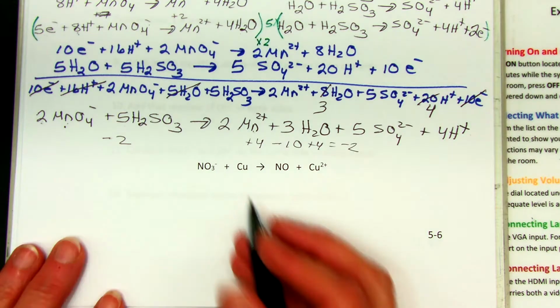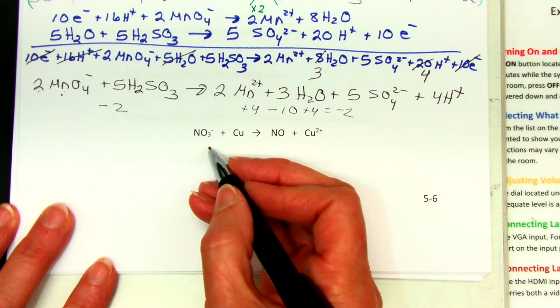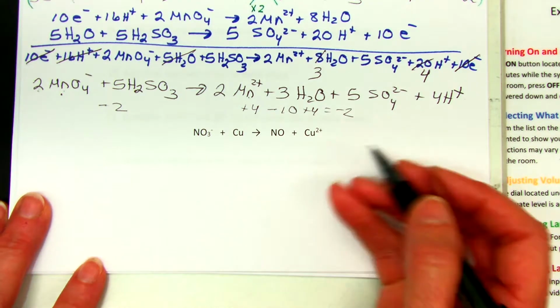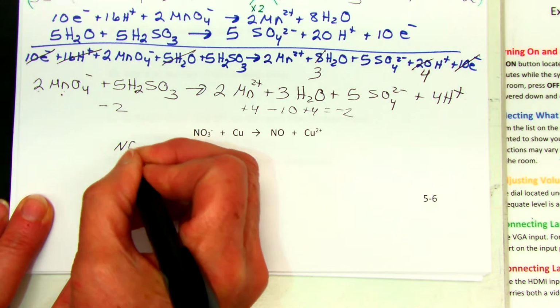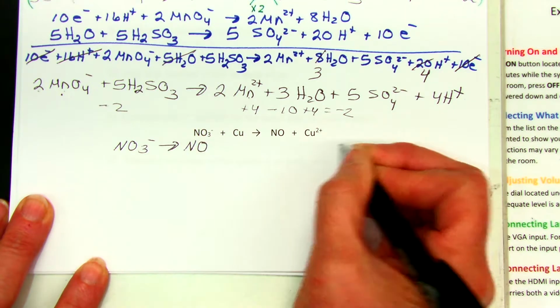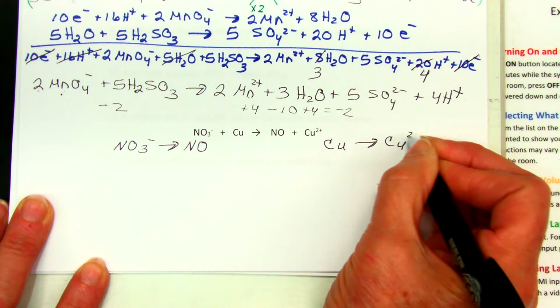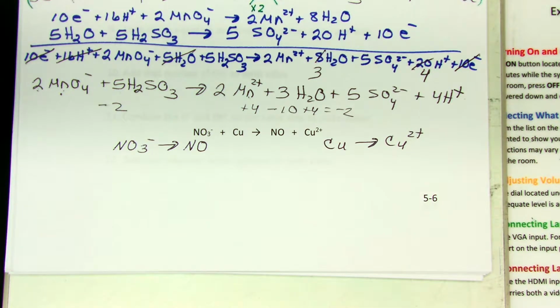So now, this will answer your question, John, when we do this example. We look at this and we break it into a nitrogen half, NO3 minus yields NO, and a copper half, copper yields copper 2 plus. So I'm going to do the copper half first.